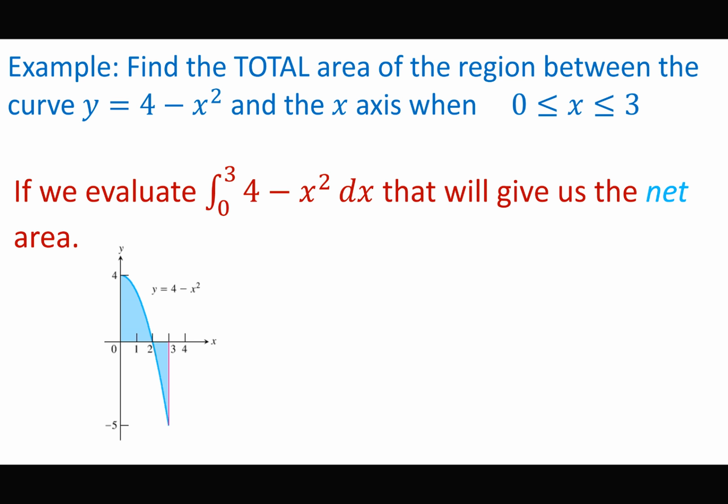So find the total area of the region between the curve y equals 4 minus x squared and the x-axis when our x is between 0 and 3. So this is what our graph would look like. If we simply evaluated an integral from 0 to 3 of 4 minus x squared, it's going to take all of this positive up here, and it's going to combine it with the negative, and you're going to get an answer of 3.